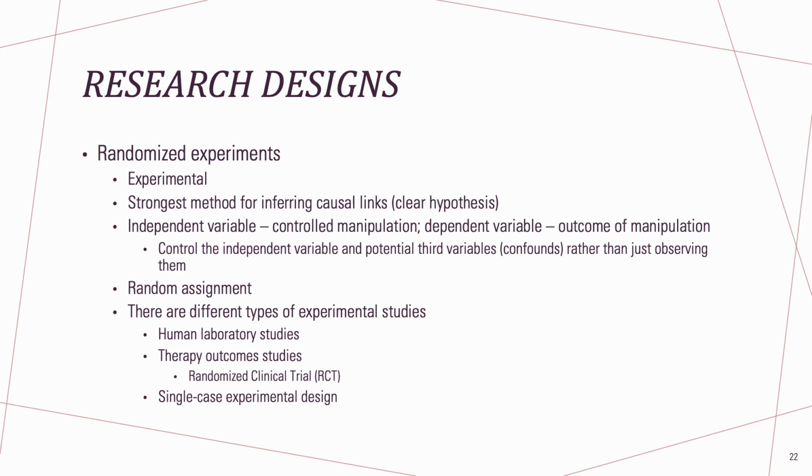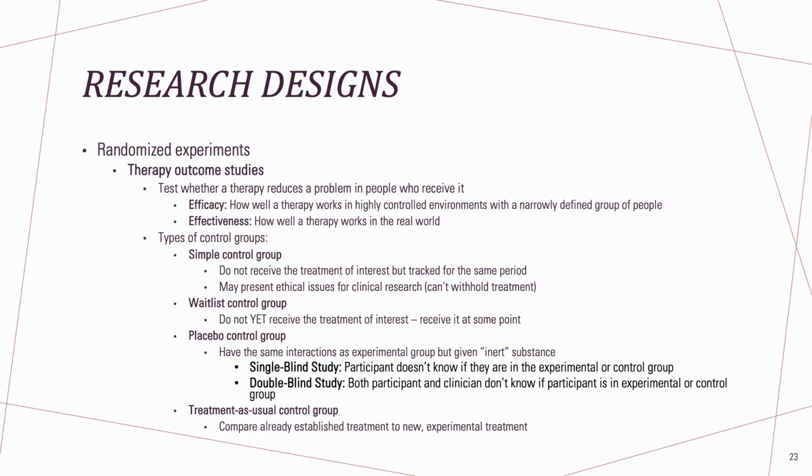There's different types of experimental design. So there's human laboratory studies, there's therapy outcome studies, and there's single case experimental designs. In the case of therapy outcome studies, we typically think about randomized clinical trials, or RCTs, and this typically tests whether a therapy reduces a problem in people who receive it. So with these sort of therapy outcome RCTs, we think about efficacy, which tells us how well a therapy works in this highly controlled environment with this really specific defined group of people. And we're also interested in effectiveness. How well does this therapy work in the real world?